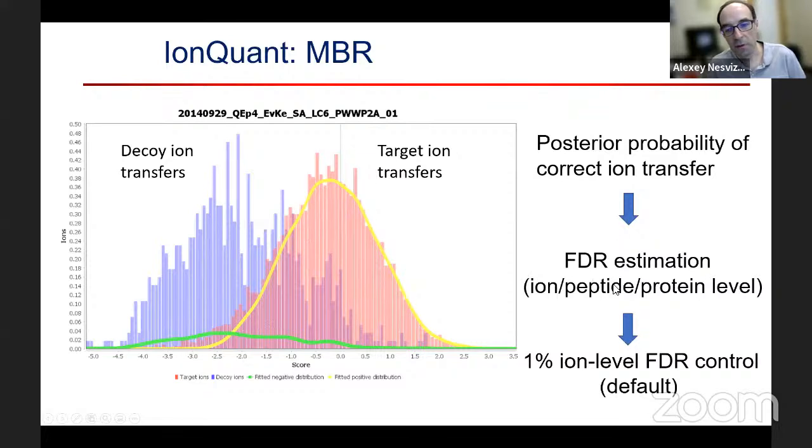Through this analysis, we estimate the posterior probability of correct transfer, where decoys allow us to estimate the posterior probability and then the false discovery rate of match between run transfer. So that's what we do here. Other tools like MaxQuant don't have false discovery rate estimation, and we do have it. We control it at 1% ion-level false discovery rate for the transfer by default, although you can change that. That's the decoy transfer idea here.